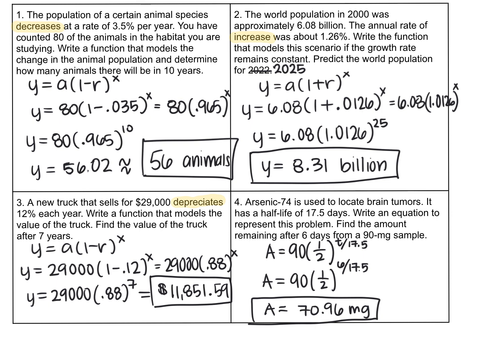So far in every problem I've done, when I get to my final answer, I've had units on it. So for 56 animals, 8.31 billion, my dollar sign, my milligrams here. So it is very important that when you are doing application problems with exponentials, your final answer does contain units.